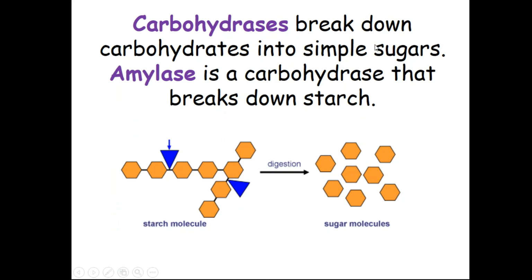Finally, let's go through the three different enzymes that we're going to work with for digestive enzymes. Firstly, we've got carbohydrases. It's in the name. They break down carbohydrates into simple sugars. The one that I mentioned earlier was amylase, and that's a carbohydrase that can actually break down starch. So it gets the starch molecule and breaks it down into little sugar molecules or glucose molecules.